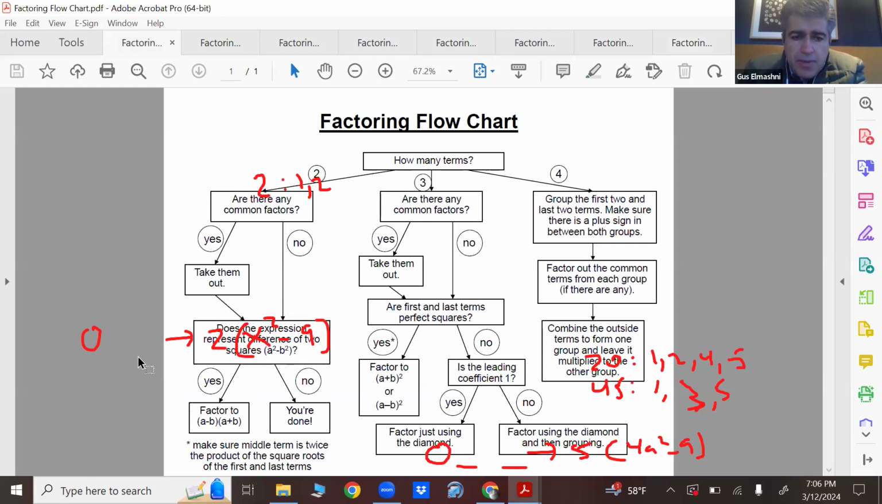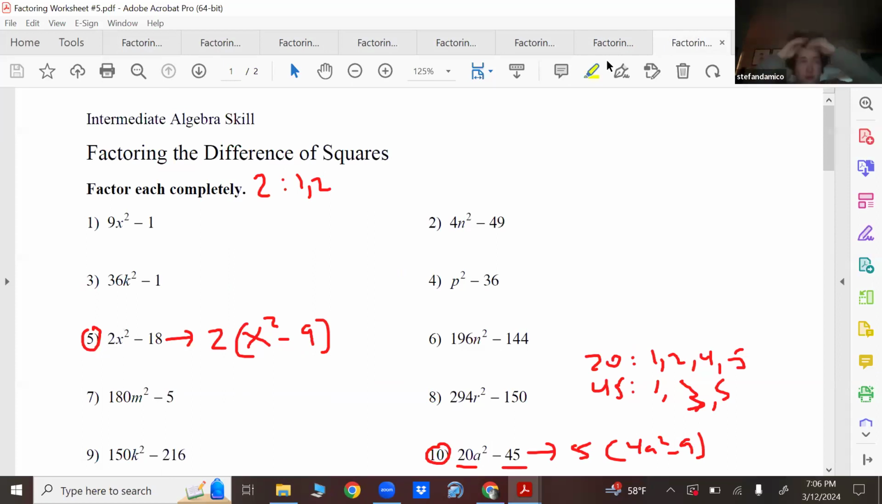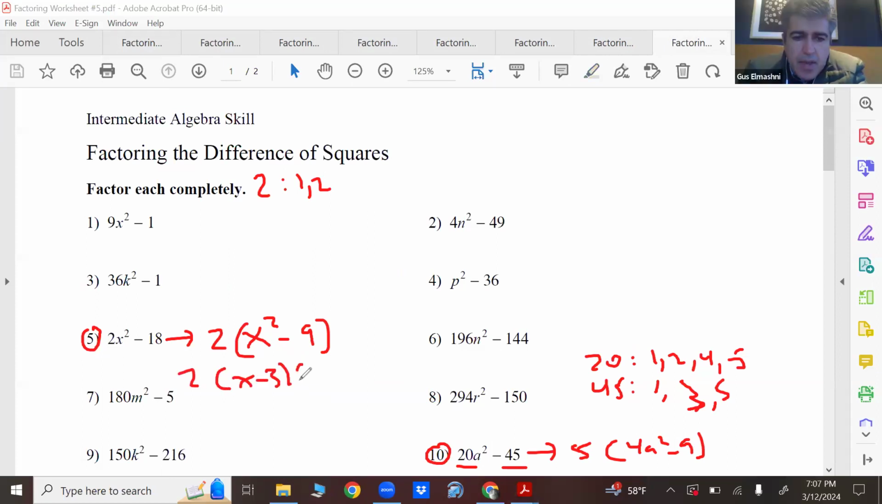Something called the difference of two squares: a squared minus b squared. If the first and last terms are perfect squares and there's a minus in the middle, it can be broken down as a minus b times a plus b. So in this case, I could break it down as x minus 3 and x plus 3. Or here I could break it down as 5 times 2a minus 3 and 2a plus 3.